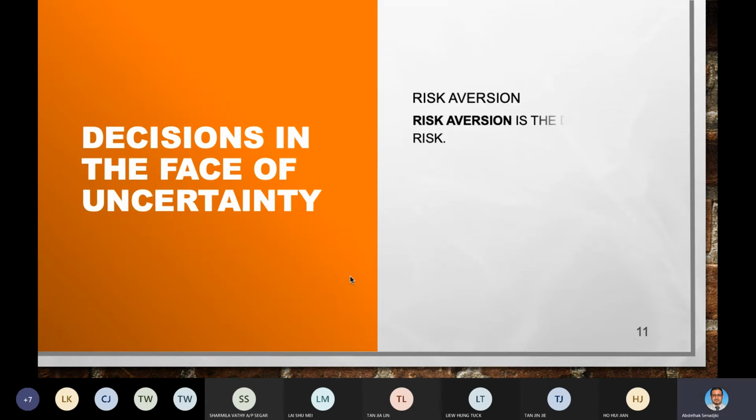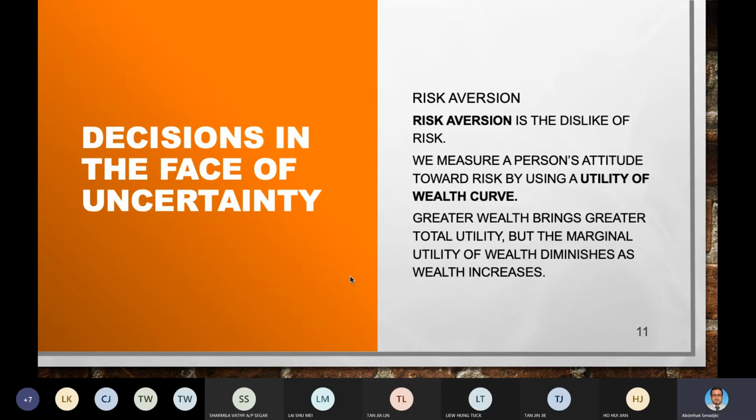So now, in order to talk about this decision, we talk about risk aversion. You hear about it. Risk aversion is the dislike of risk, how much you dislike taking risk. We measure a person's attitude toward risk by using the utility of wealth curve. So greater wealth brings a greater total utility, but the marginal utility of wealth diminishes as the wealth increases.